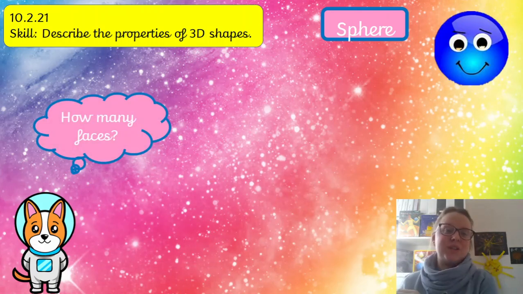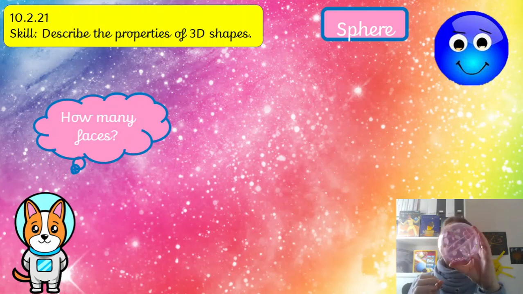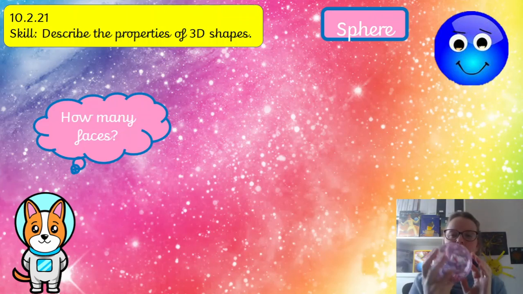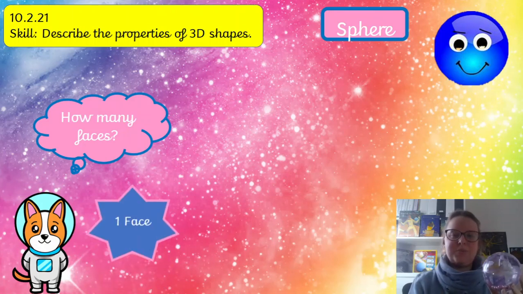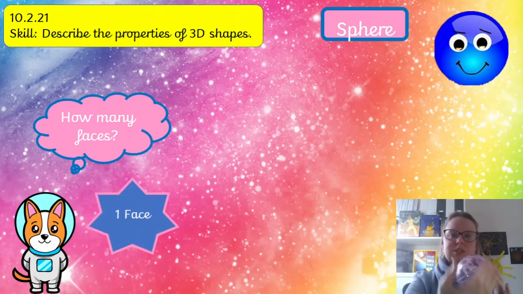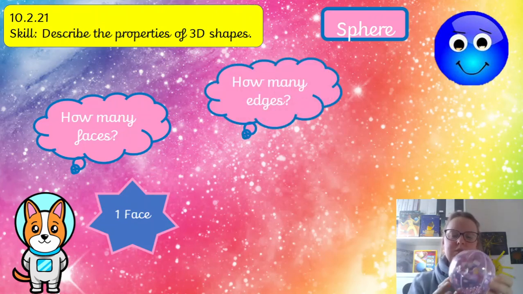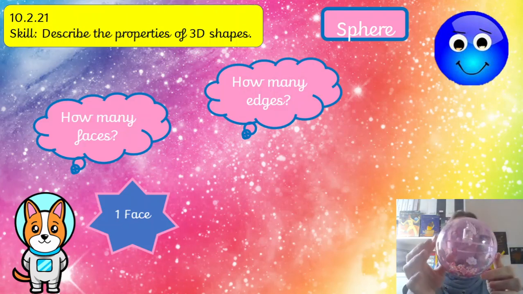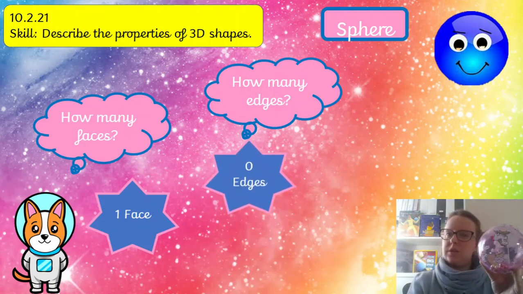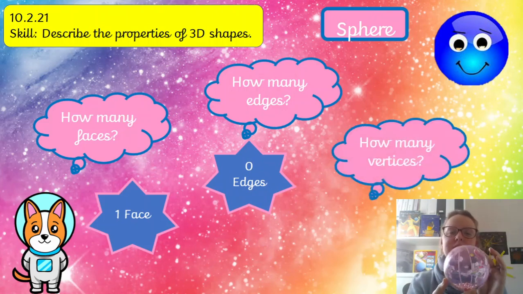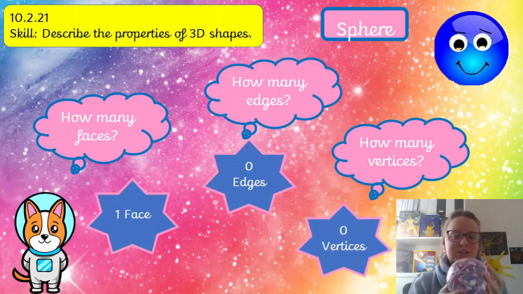Okay, what do we have next? We have our sphere. Here's my sphere. How many faces does a sphere have? What do you think? It has 1 face, doesn't it? 1 face. How many edges? What do you think? No edges. And what about vertices? How many vertices? Are there any pointy corners? No vertices on a sphere.